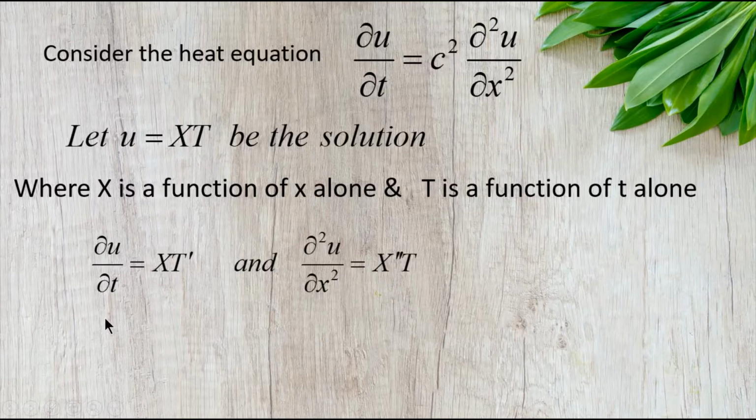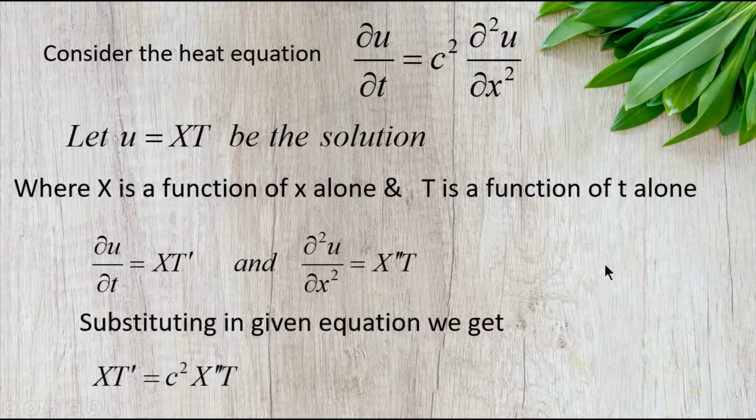So we get ∂u/∂t is X·T', because here capital X is a constant, because here capital X is a function of small x. Now similarly find ∂²u/∂x², which is X''·T, where capital T is a constant because capital T is a function of small t alone. Now after substituting, you get an equation in this way.